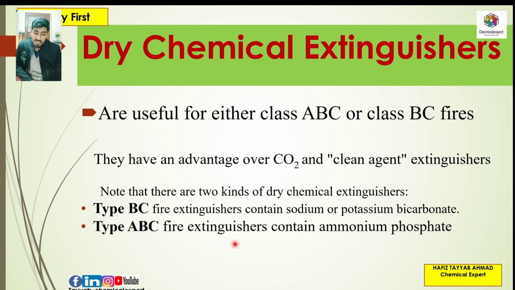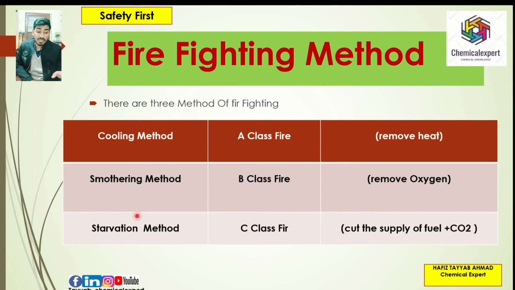And for class ABC, we use ammonium phosphate. So ammonium phosphate is the dry chemical used when we have to fight A, B and C fires, and sodium and potassium bicarbonate is used if we are dealing with B and C. Let's move on.